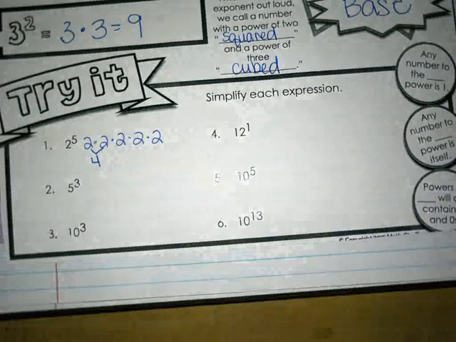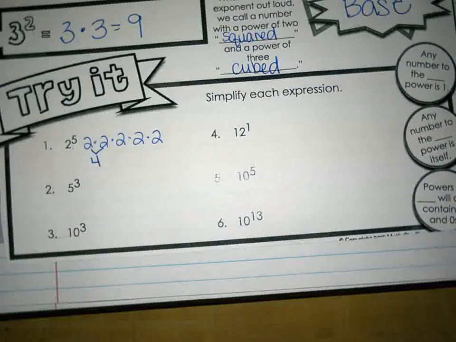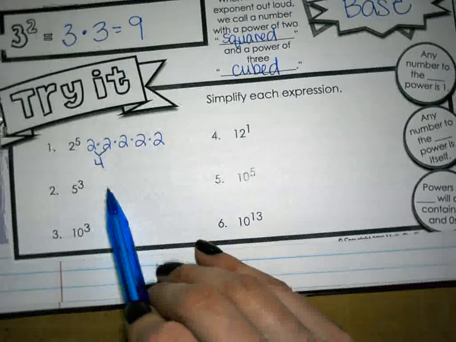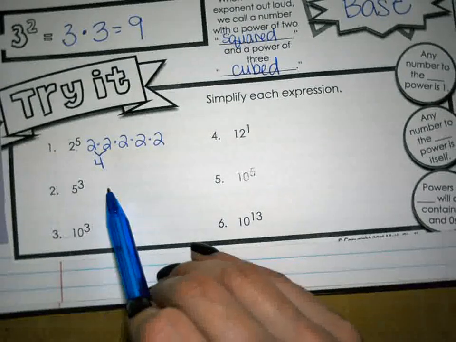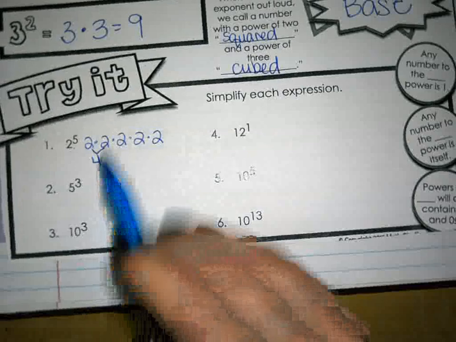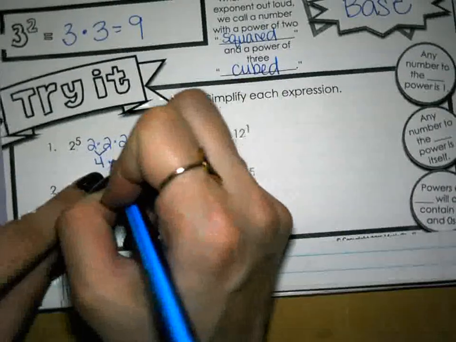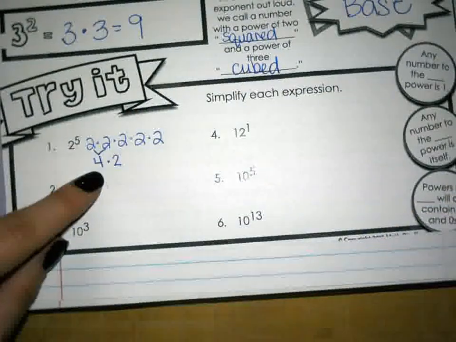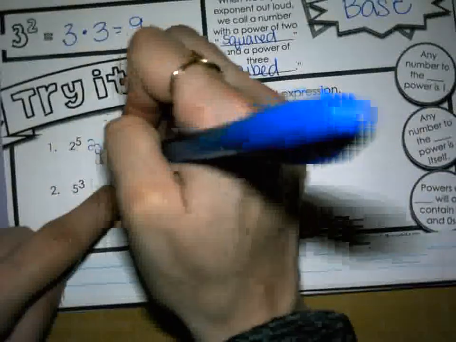And you can really multiply in any way you want, right? You can multiply any direction you want. You could do 4 times 2, or you could do 2 times 2 again. It's your choice. You should get the same answer no matter what. Most of you, I'm sure, then did 4 times 2, right? What's 4 times 2? 8.